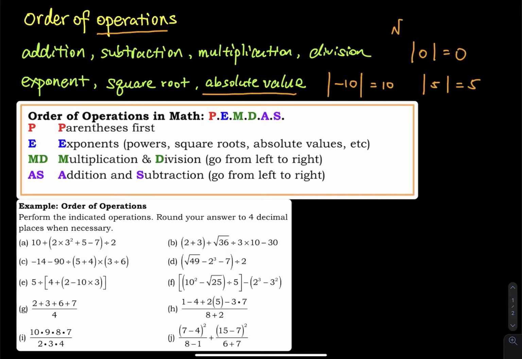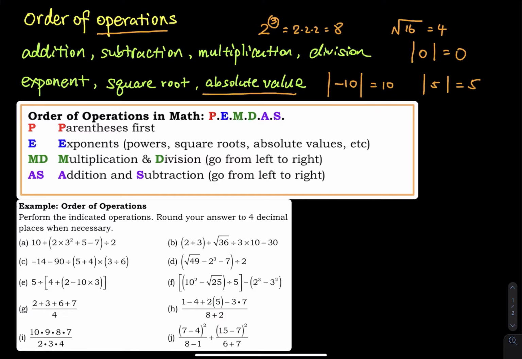And then square root. So let's say you have the square root of 16. 16 is equal to 4 times 4. You are able to write 16 as two identical products, so that is just equal to 4. And then exponent. Let's say you have a 2 and you raise that to the third power. The 3 is the exponent, so that is 2 times 2 times 2, which is equal to 8. And then the other four words, add, subtract, multiply, divide, you know what they are.